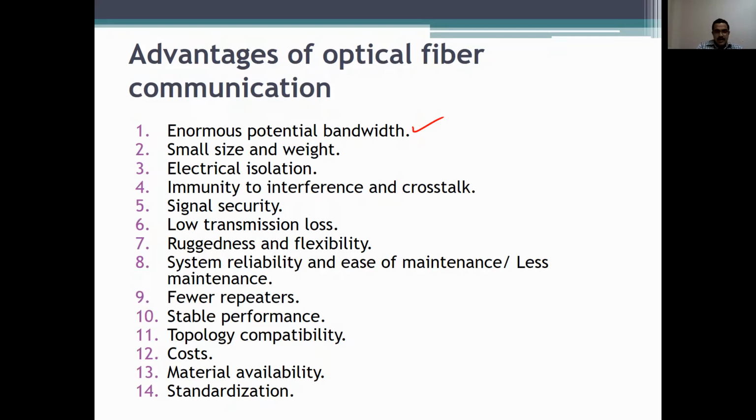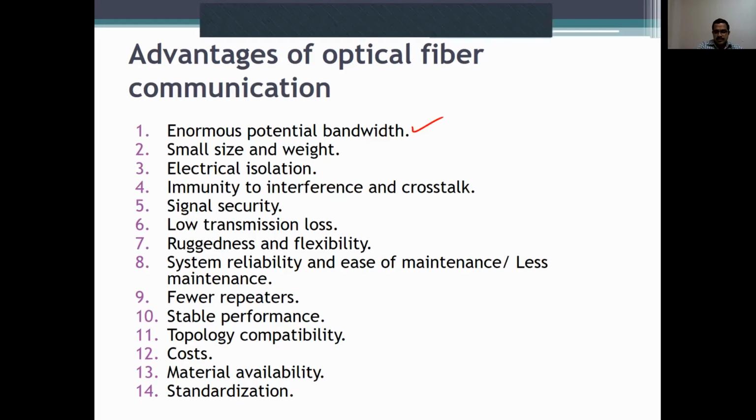So the amount of information that can be handled by an optical fiber is very large when compared to a normal copper cable. The size and the weight of an optical fiber is very, very small when compared to a normal copper cable. That is another important advantage. After this slide, I will show you the basic size comparison between an optical fiber and a copper cable. And another important advantage is electrical isolation.